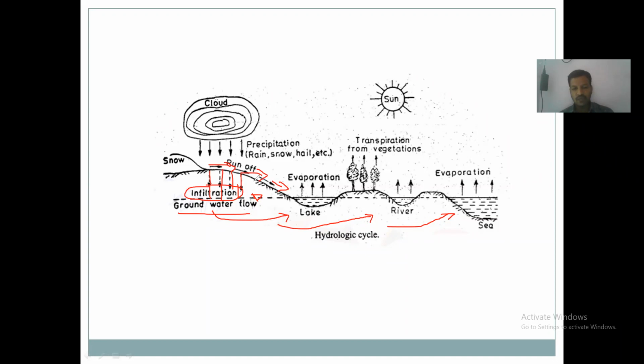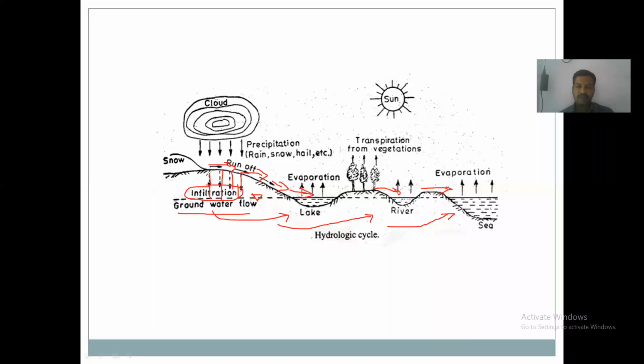The excess water flows over the ground surface, and where does it go? To the lake. It will flow towards the lake or river or ocean. In this way, that water will flow towards the lake, river or sea. In the end, that water collects and flows into the sea, river or lake. In this way, this is a continuous cycle. This is the process of infiltration.